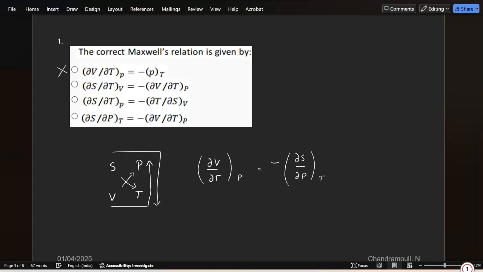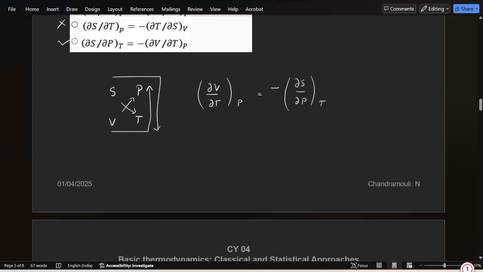Yes, sir. One more thing is, S and T are far away. They should be adjacent for you to equate them. Since they are far away, these two options are also not correct. So the only option left is this. That's correct actually, but let's see how the values come.